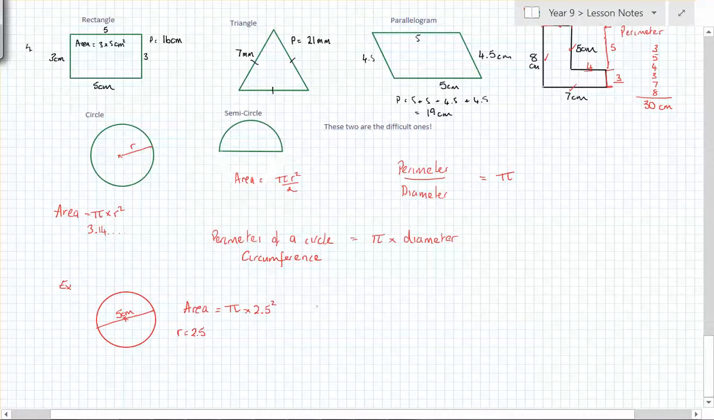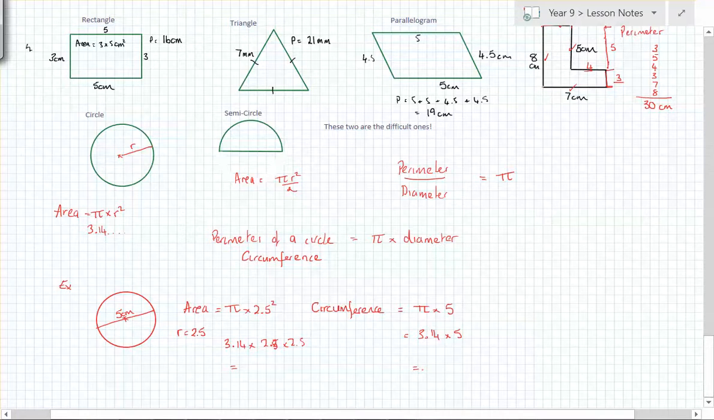Good. And the circumference, or the perimeter, would be pi times diameter, which is 5. Now pi is just a number. So on your calculators, you can do 3.14 times 5, and you can do 3.14 times 2.5 squared, or times 2.5 again. So can I get you to work out the area and perimeter of that circle for me? Do that on your calculator.